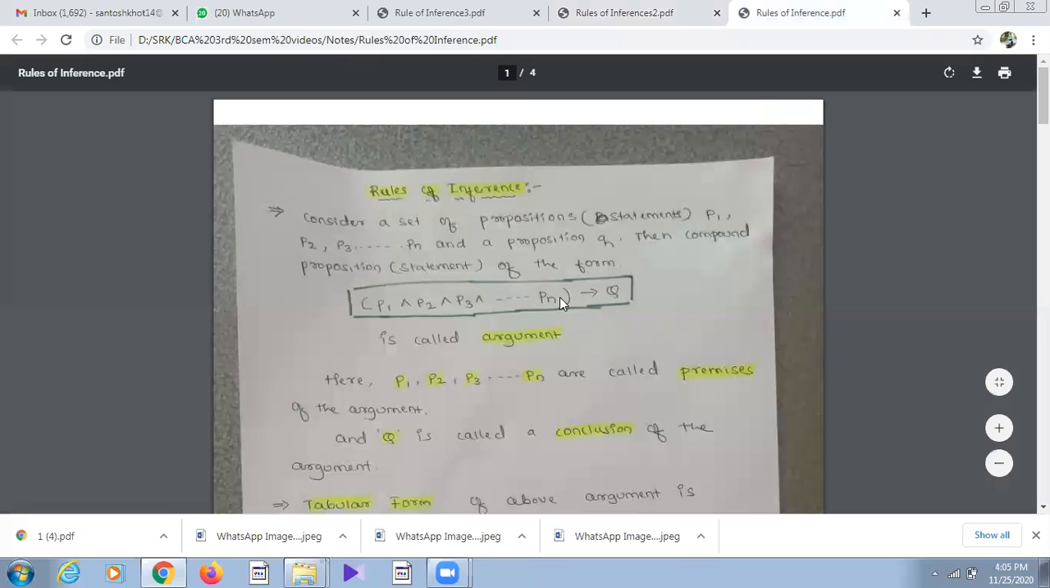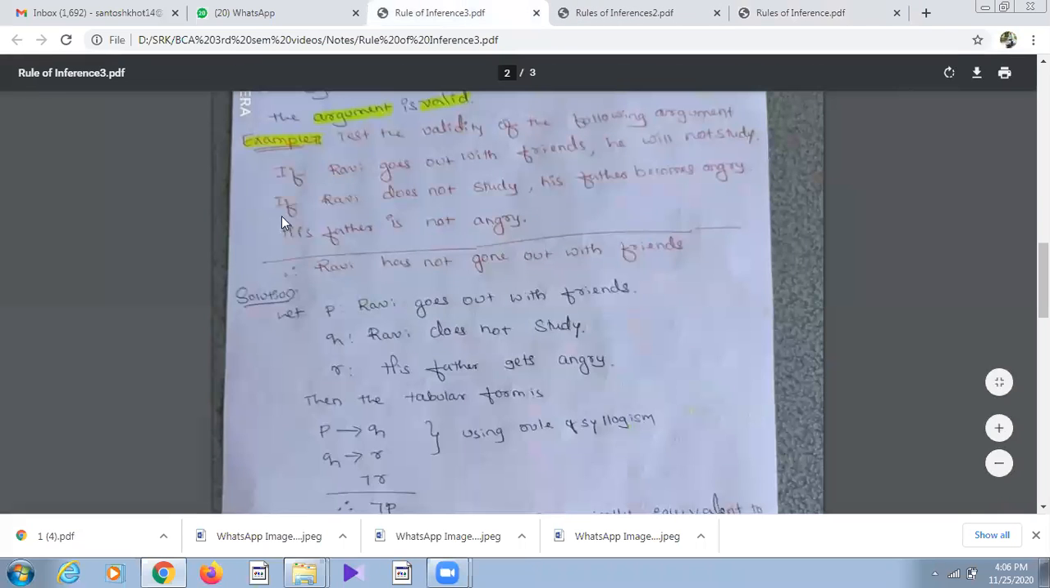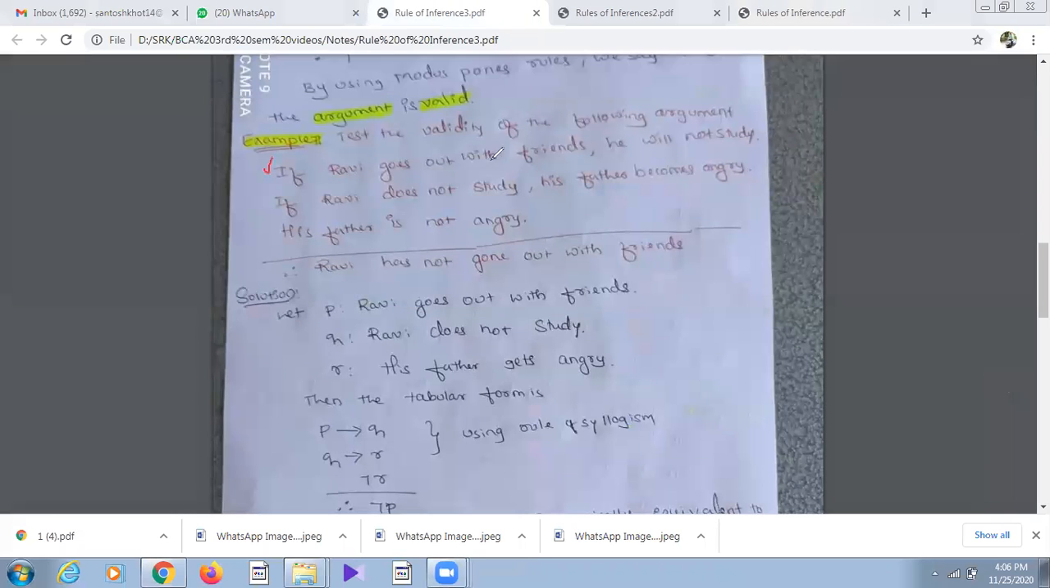Any number of premises is possible in an argument, and the conclusion will be only one. Here we have three premises. First, if Ravi goes out with the friends, he will not study. Second, if Ravi does not study, his father becomes hungry. Third, his father is not hungry. And the conclusion: Ravi has not gone out with the friends.